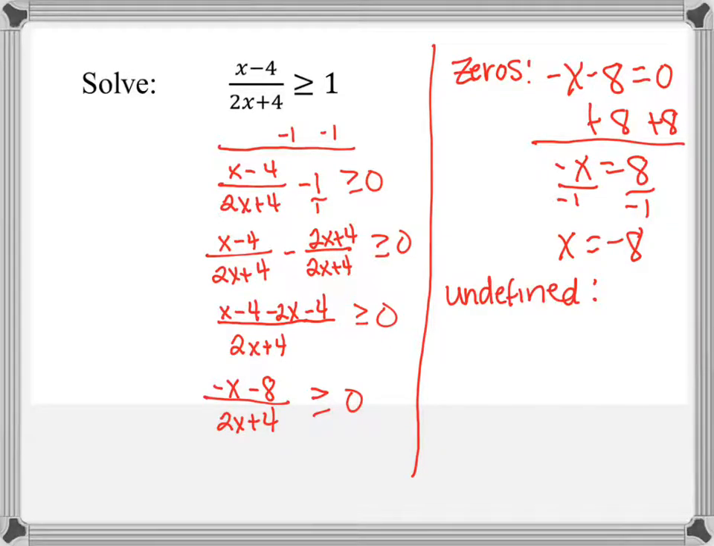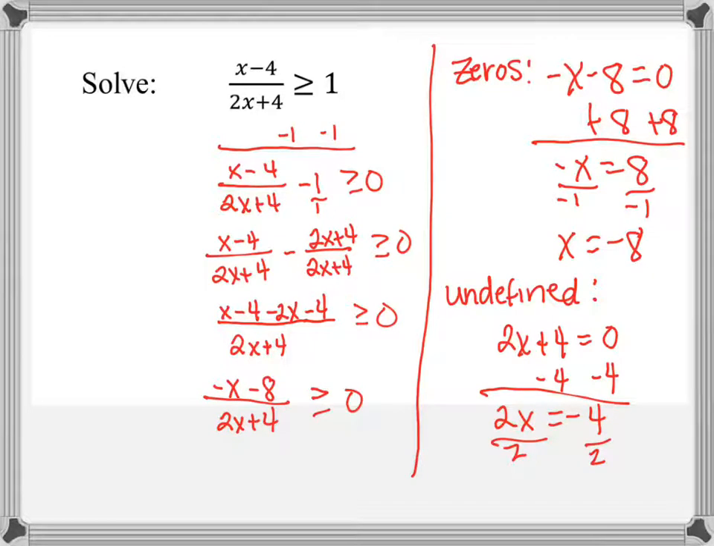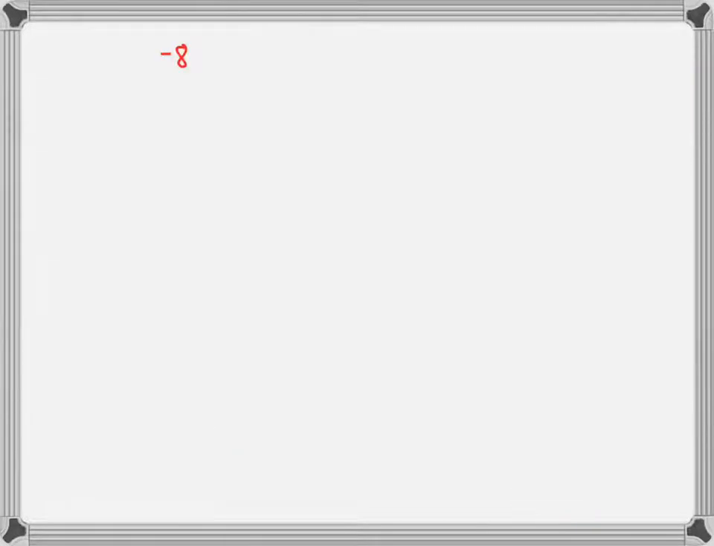Let's find our undefined value by setting our denominator equal to 0. 2x plus 4 equals 0. Subtract 4 from both sides, and we get 2x equals negative 4. Divide both sides by 2. X equals negative 2. So I have 1 zero, one undefined value. Negative 8 was my zero. Negative 2 is my undefined value.